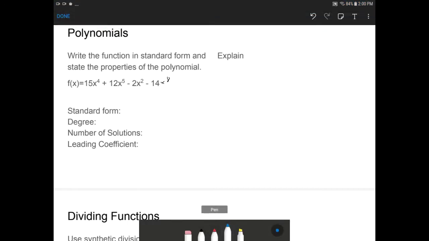So the standard form is going to be negative 14x to the 8 plus 12x to the 5 plus 15x to the 4 minus 2x to the 2. That's it. The degree here is 8. The number of solutions is 8. Leading coefficient is negative 14.